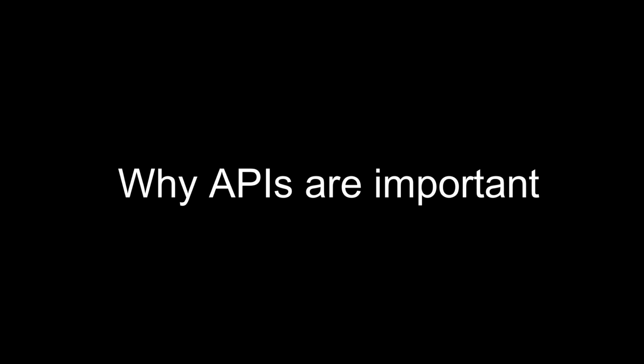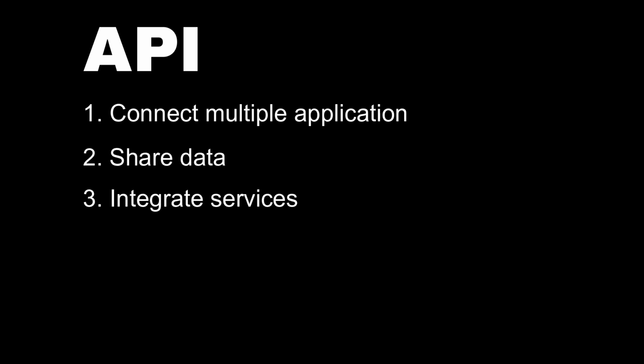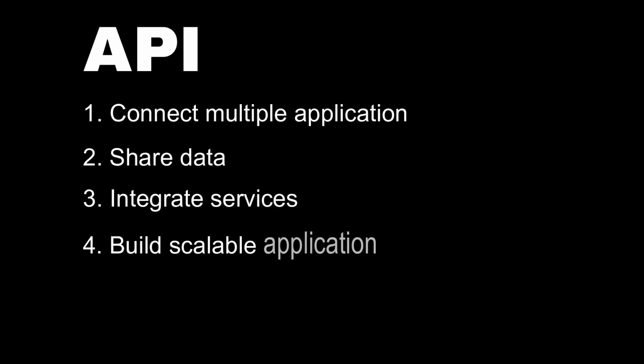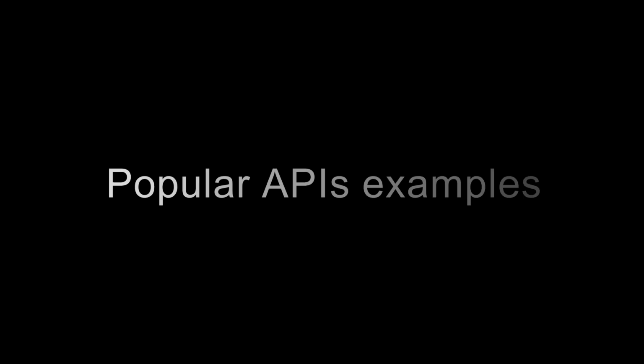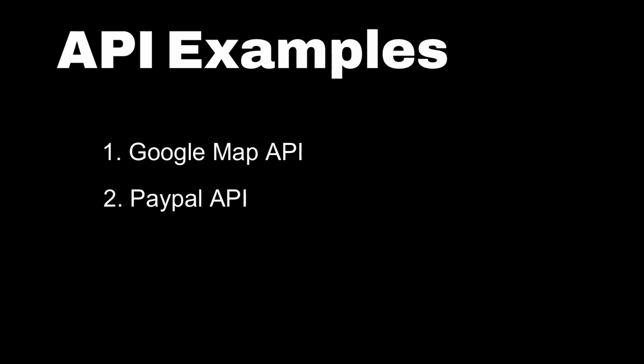Why are APIs important? APIs allow different applications to communicate with each other. They help us share data, integrate services, build scalable applications, and connect frontend and backend. Popular API examples: Google Maps API, PayPal API, OpenAI API, Facebook API.